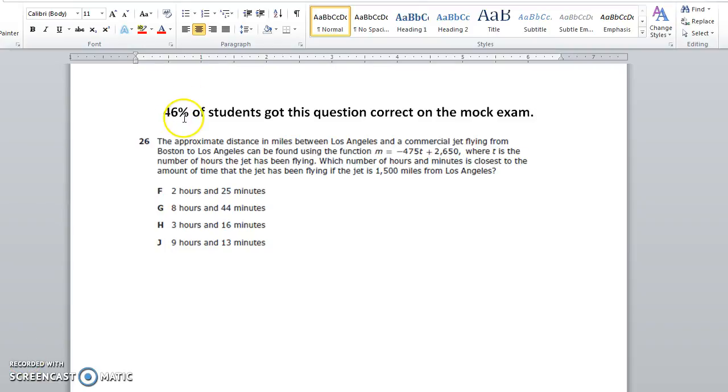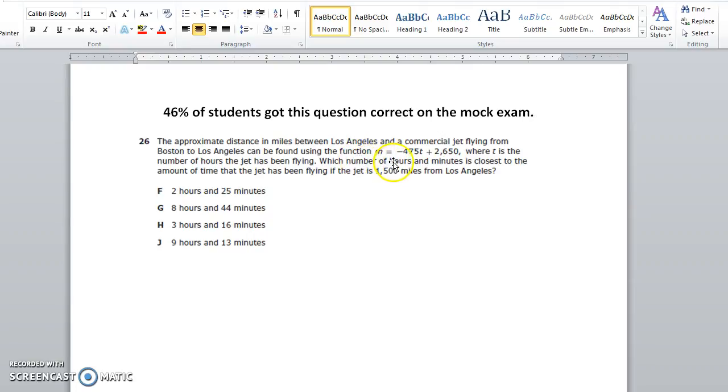All right, 46% of the students got this question correct. Problem 26. The approximate distance in miles between Los Angeles and a commercial jet flying from Boston to Los Angeles can be found using the function m equals negative 475t plus 2,650, where t is the number of hours the jet has been flying. Okay, so t stands for the number of hours the jet has been flying. So 1 hour, 2 hours, 3 hours, 4 hours, etc.